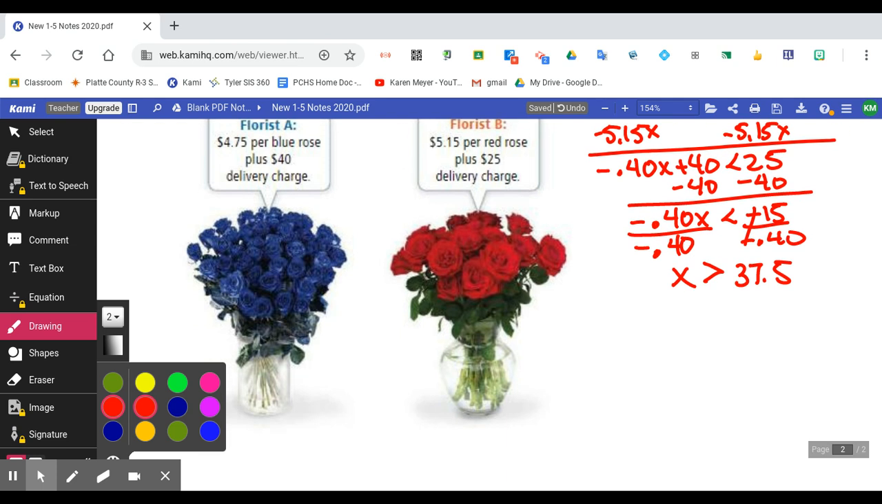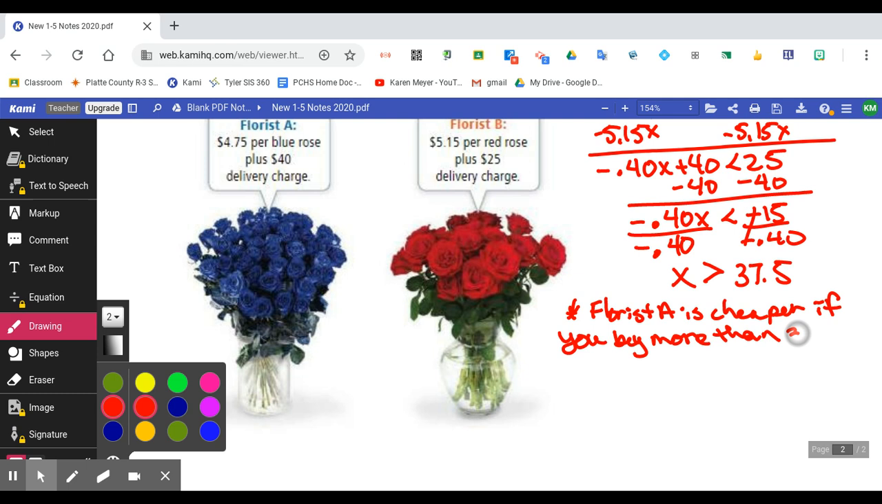So that means florist A is cheaper if you buy more than 37 roses. Okay, remember you can't buy half a rose, so we don't have to worry about that. It's just saying you have to buy more than 37.